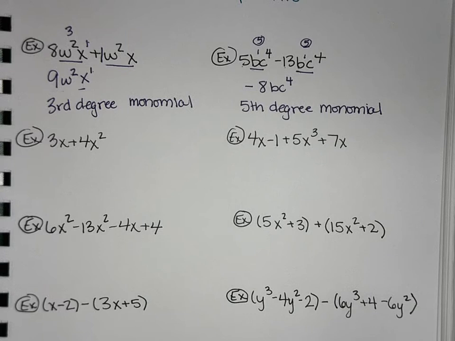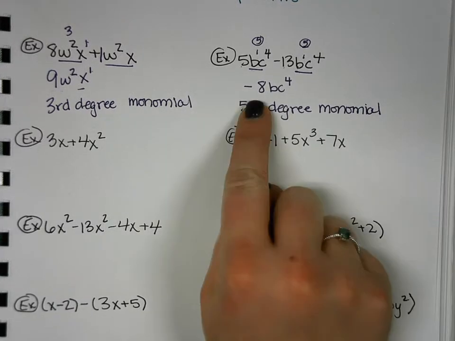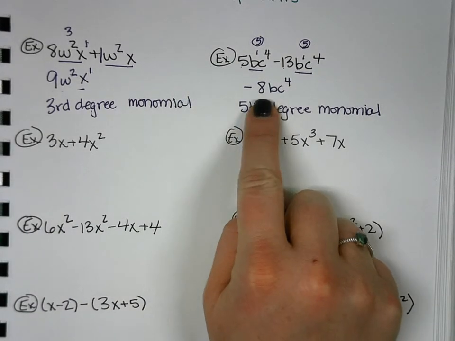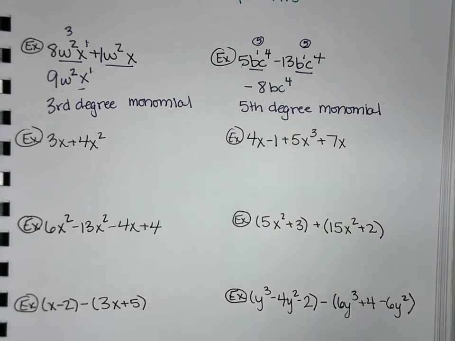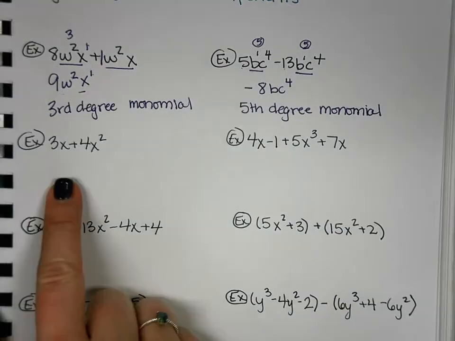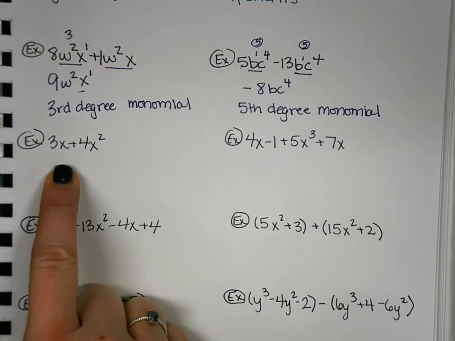Aliana, you had a question. Do we just put monomial for all of them? No. The reason this was a monomial is after we simplified, we just had one term left. We didn't have any pluses or minuses or things being added or subtracted to it. But if we look at this one, do we have like terms?